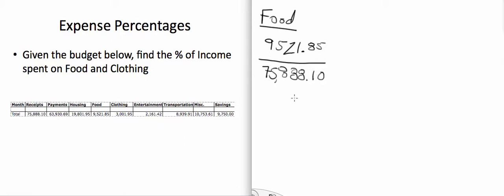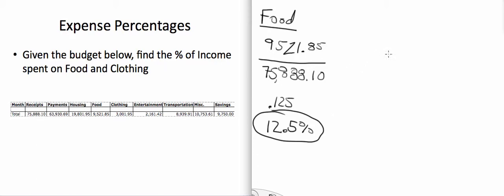$75,888.10. So when we divide that out, we get an answer of roughly 0.125. There's some other decimals there, but they're all smaller than 5, so they don't really matter. And that gives us 12.5%. That's how much of our income we spent on food.